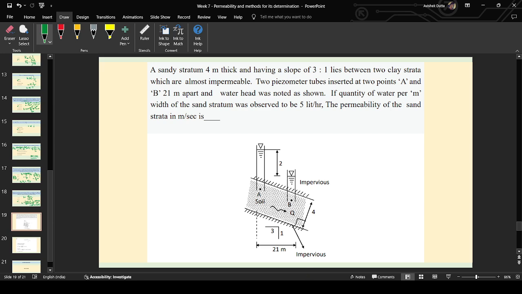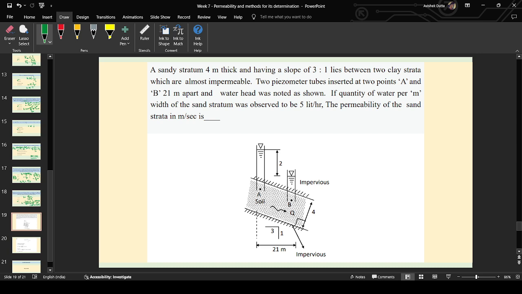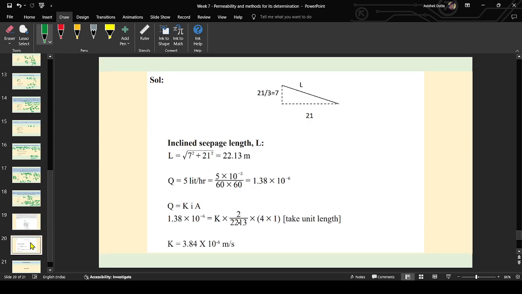Anyone? 3.84 into 10 power minus 6. Let's see. Yes, you are correct.